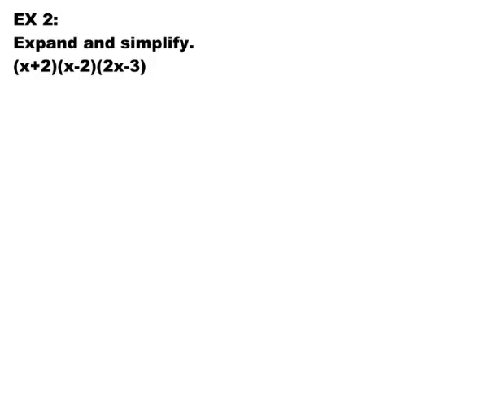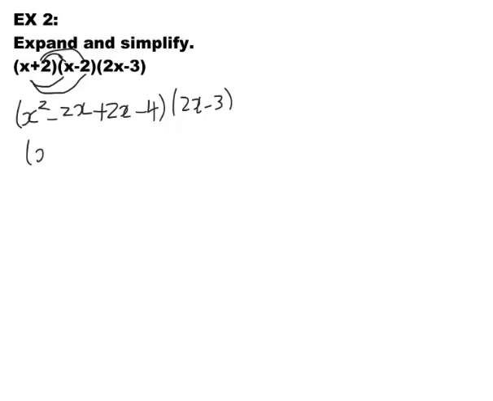Again, we are going to multiply the first bracket by every term in the second bracket, and then we simplify the product, and then we multiply by the third bracket. So here we get x squared minus 2x plus 2x minus 4 times 2x minus 3. Now, x squared, there is no like term, but minus 2x plus 2x gives you 0, and then we get negative 4 times 2x minus 3.